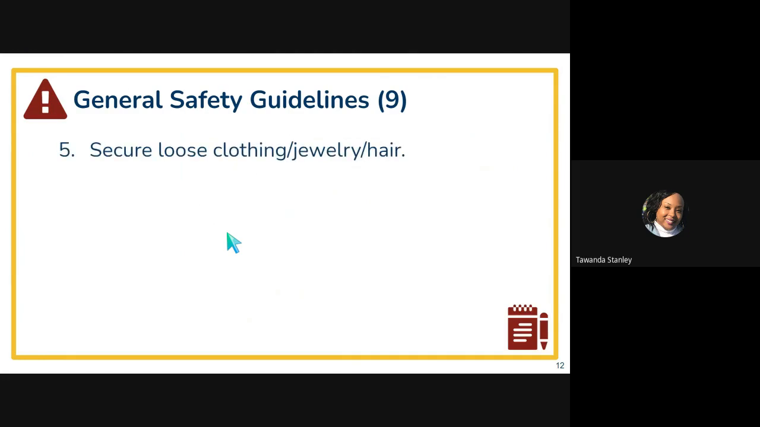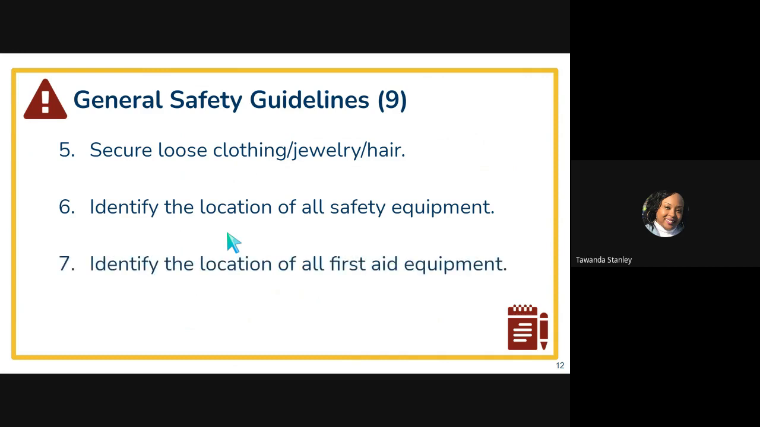Okay, these are some other guidelines that you guys should follow. Secure loose hair, clothing, jewelry. We talked about that. Identify the location for all safety equipment. Identify the location of all first aid equipment.